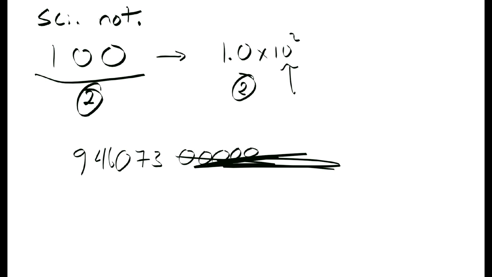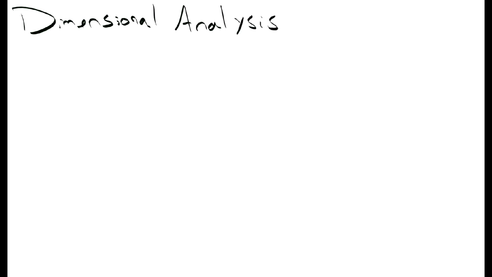Okay, now let's move on to what I said we were going to talk about at the beginning, dimensional analysis. Dimensional analysis means looking at your units. Every measurement is a number and a unit. They both go together to be the measurement. Every measurement is a record of some property of an object or a system, or whatever it is you're looking at and measuring.